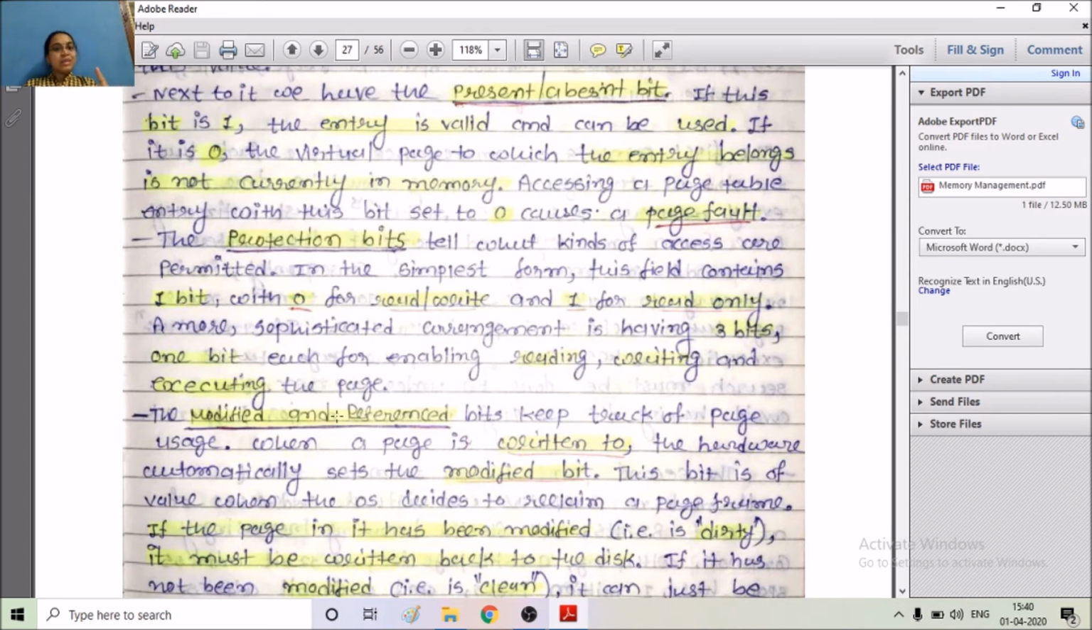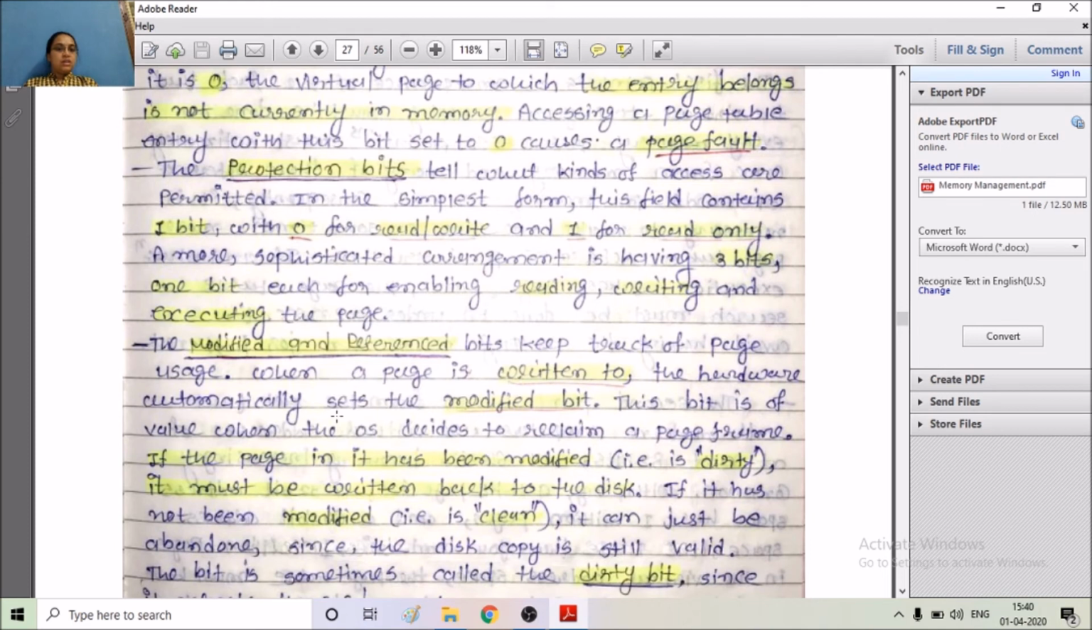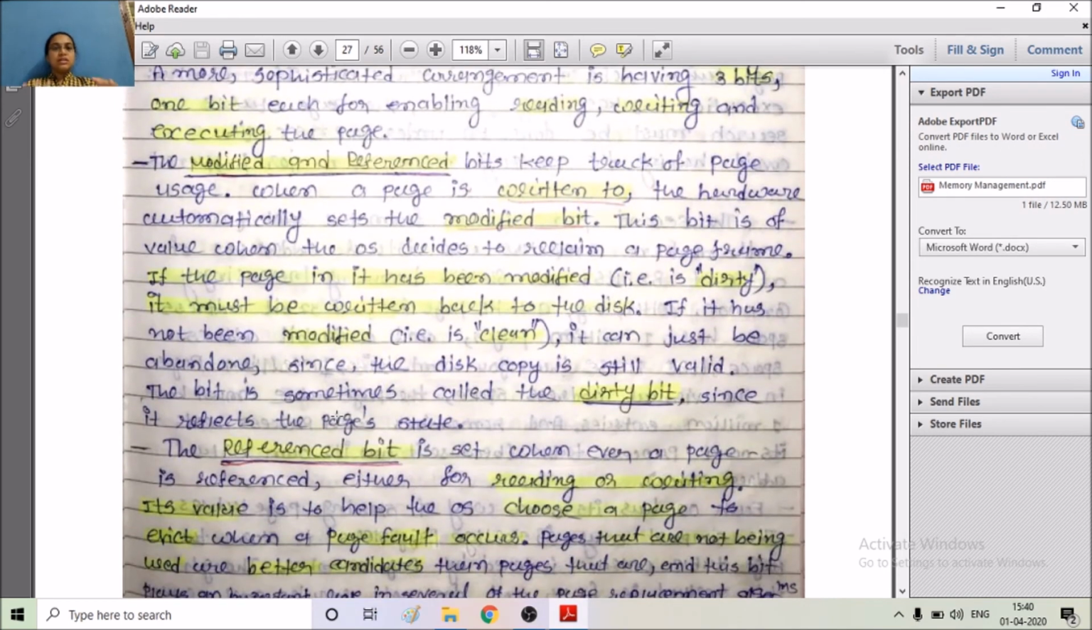If it is 1, it means the page is modified, so put the updated copy onto the disk. You can say that the page is dirty, it means modified. But if it is 0, it means the page is not modified, so the content is the same as the disk copy. So there is no need to rewrite or copy it onto the disk. Sometimes this bit is also called the dirty bit. So this theory is important. Explain the page table, or you can say each and every field of the page table, in detail.